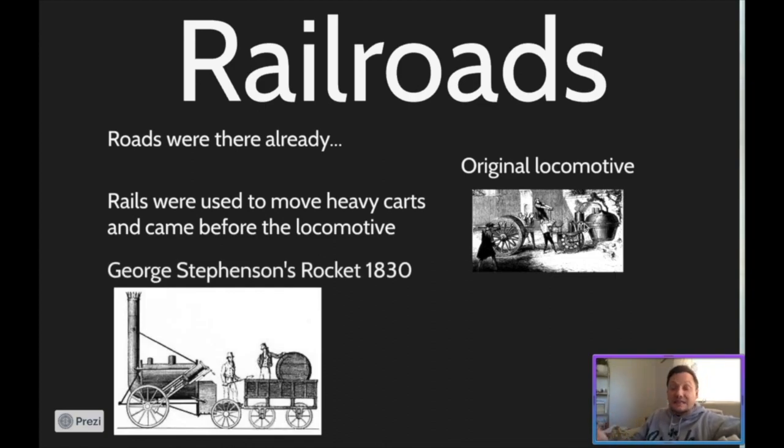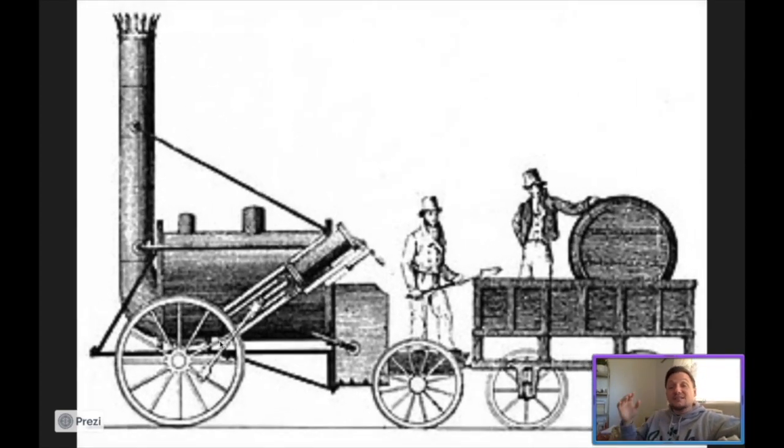So George Stephenson comes along and he invents this thing called the Rocket, right? And the Rocket gets invented in 1830, and it's the very first steam-powered locomotive, right? And he was like, oh, we can use these rails that already exist as guidance systems, so we don't have to worry about people running this thing into a wall anymore, right? Way to go, guys. Very, very impressive.